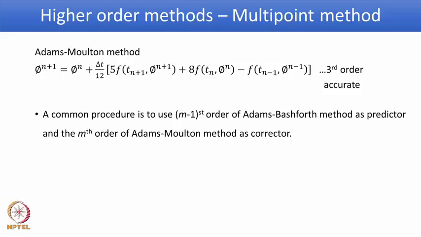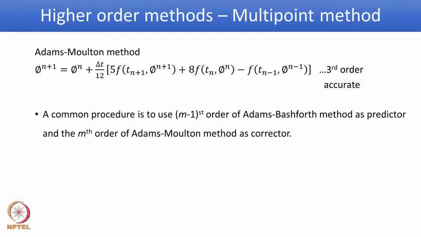So, you can actually construct like this to get any order of accuracy, multi-point level, explicit, implicit or a combination of both. A common procedure is to use the m minus 1 order Adams-Bashforth method as a predictor and the mth order Adams-Moulton method as a corrector. So, we have already seen the Adams-Bashforth method, second order accurate, third order accurate. Adams-Moulton method, third order accurate. So, you can combine both in the form of predictor as well as corrector methods.